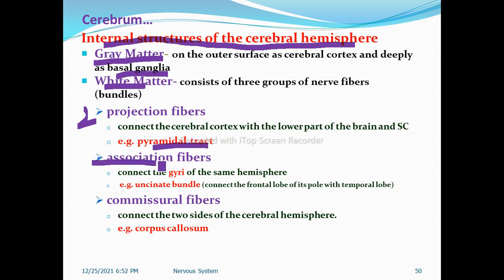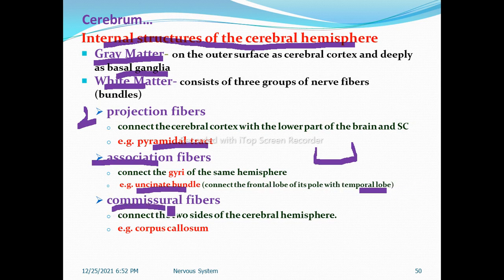The other is association fiber. Association fibers connect the gyri of the same hemisphere, meaning they connect one side of the left cerebral hemisphere to another side of the same left cerebral hemisphere. An example is the uncinate bundle, which connects the frontal lobe pole with the temporal lobe of the same cerebral hemisphere, maybe the left or the right cerebral hemisphere.